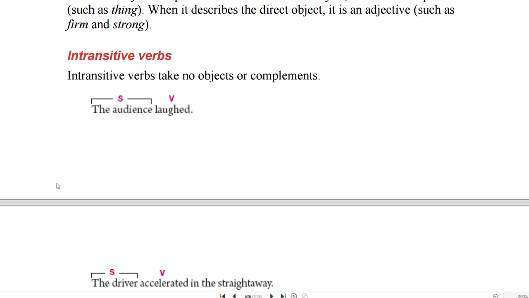Intransitive verbs take no objects or complements. The audience laughed. In other words, you can't have a direct object after the verb laughed. You can have an adverb though. The audience laughed loudly, but that's an adverb. That's not a direct object, okay? A direct object is always a noun. Objects are always nouns.